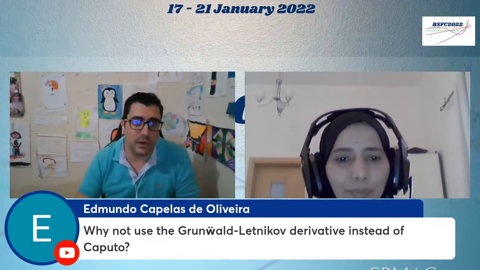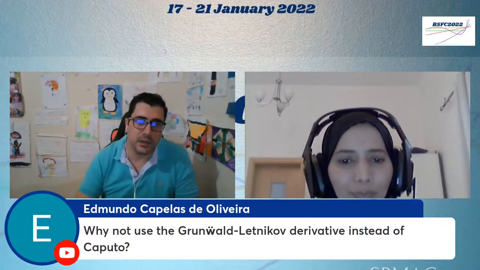Why not use the Grünwald-Letnikov derivative instead of Caputo? Yes, we are using the Grünwald-Letnikov approximation, especially the shifted one. The Caputo derivative is used for the initial value problem only. But to approximate, we use the shifted Grünwald approximation.